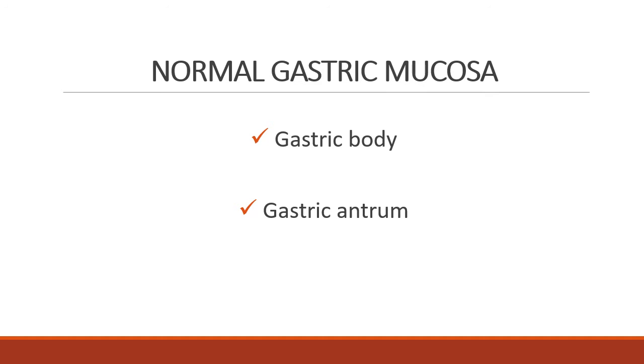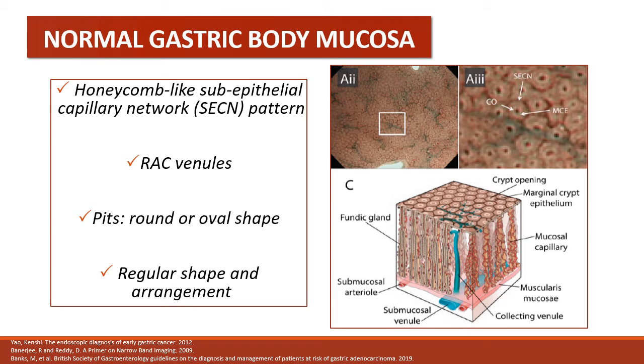Basically, magnified endoscopic findings of normal gastric mucosa without any pathological change, such as Helicobacter pylori infection, are different depending upon the part of the stomach, that is, the gastric body or the antrum. The microvascular architecture of the normal gastric body shows a regular honeycomb-like subepithelial capillary network pattern which is brownish in color. The collecting venules appear stellate-shaped and are located deeper in the mucosa and are arranged at regular intervals and are called RAC. By magnification and image-enhanced endoscopy, the microsurface structure becomes evident.